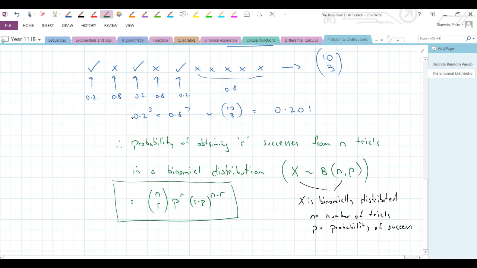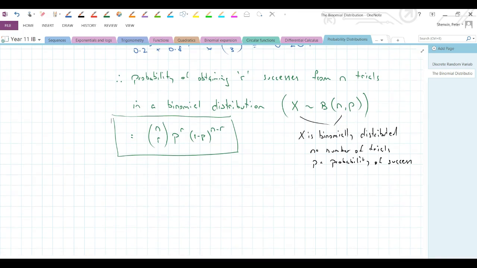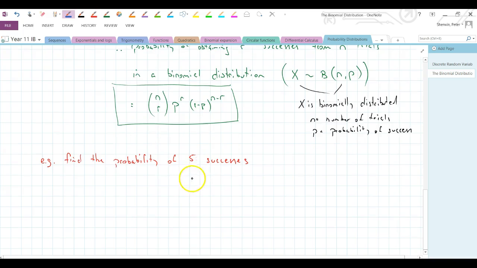So let's do another example. What's the probability of 5 successes? Okay, so for 5 successes, we've got 10 trials, remember? So we go 10C5 in this case. The probability of success is 0.2 to the power of the number of successes, which is 5, and then it's 0.8 also to the power of 5.